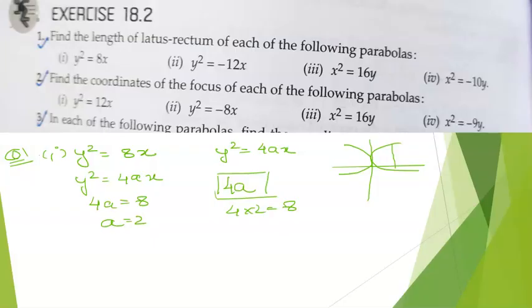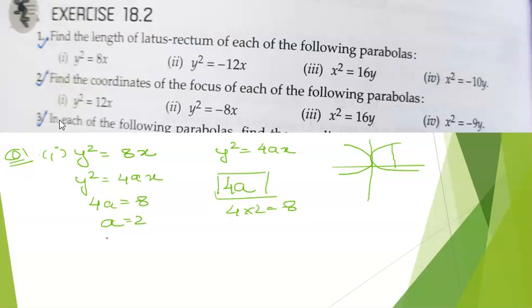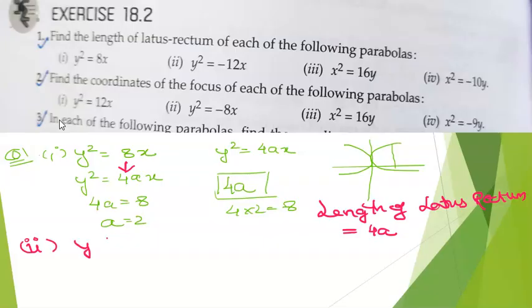Let me change the ink so it will be easy for you to differentiate. Either you calculate the value of a and then substitute, then also it is correct, or directly you can compare from here. Length of latus rectum of all the four parabolas is the same, that is 4a. So don't forget this. Compare here, 4a is what? 8.